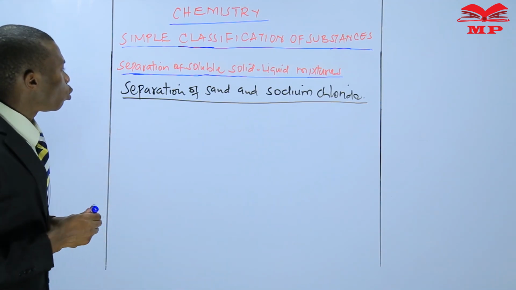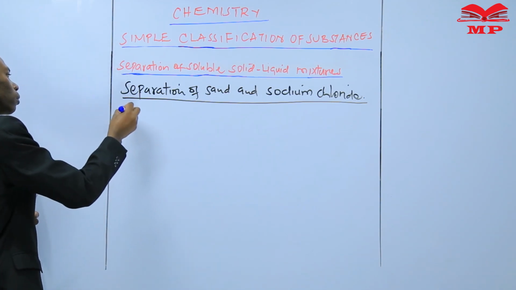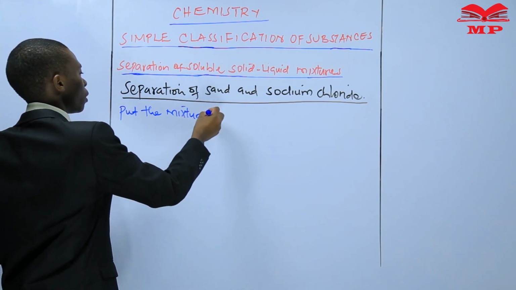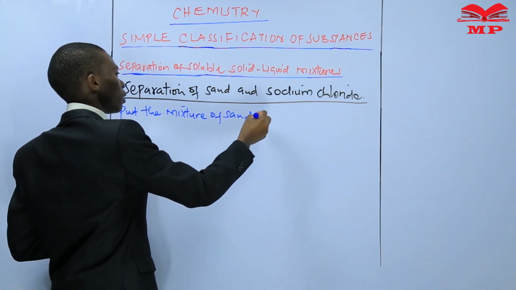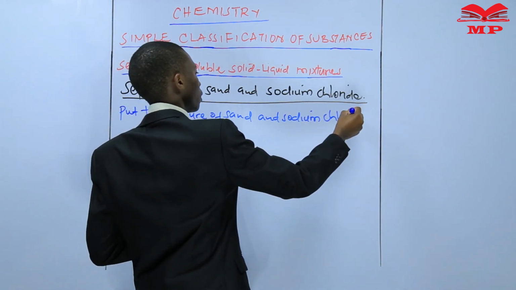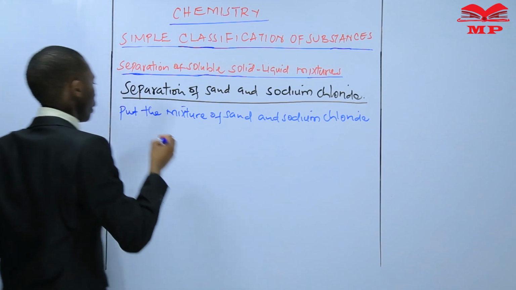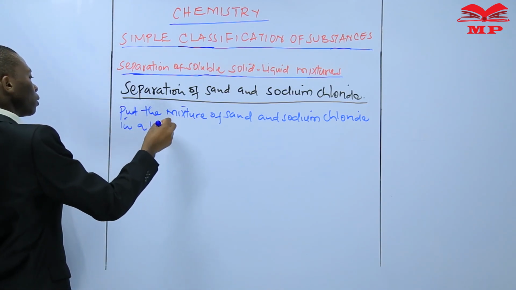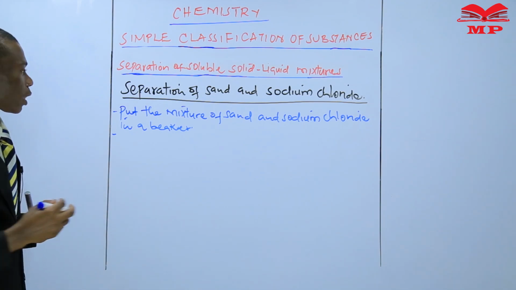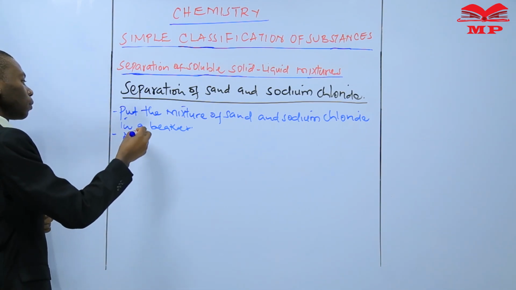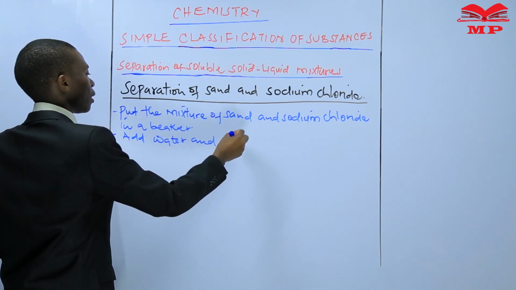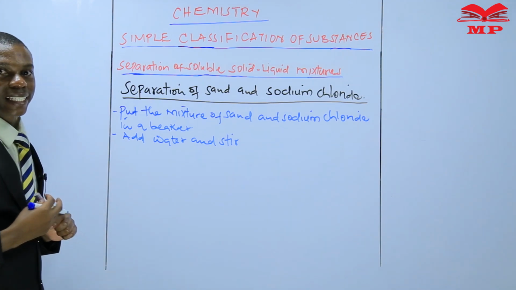One, you need to put the mixture of sand and sodium chloride in a beaker. So once you put them in a beaker, you add water and stir. Add water and stir.